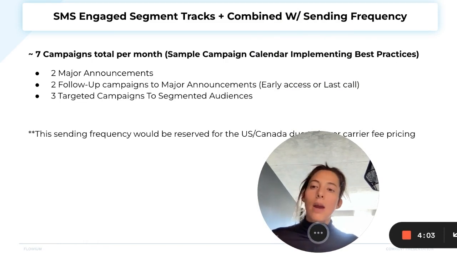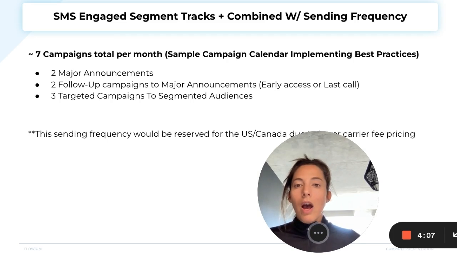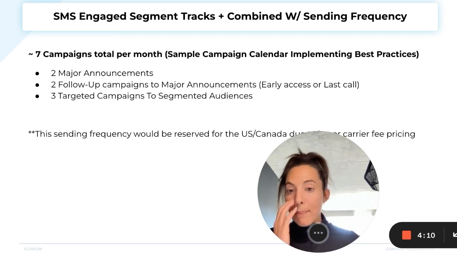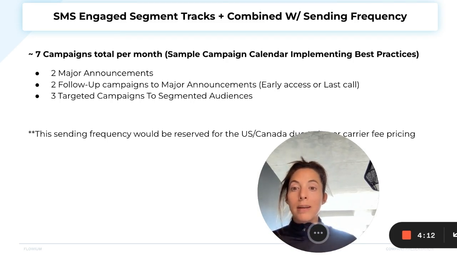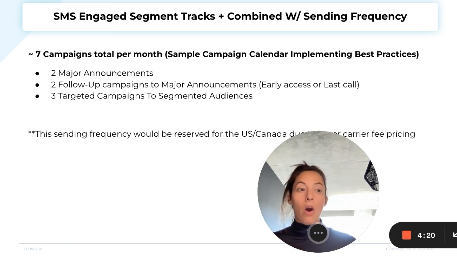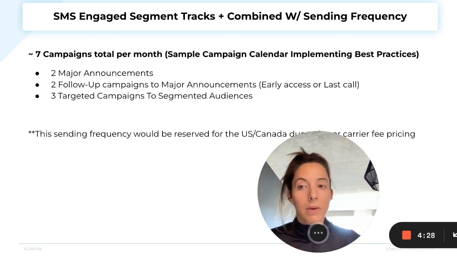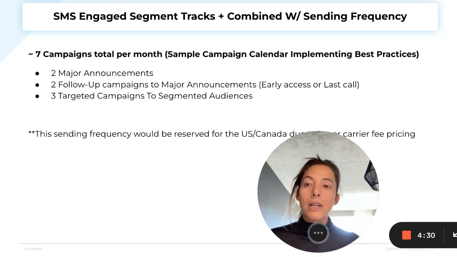You're going to send approximately 7 campaigns total per month. And this is essentially a sample campaign calendar implementing best practices. If you are a company that doesn't have major announcements or new product releases or any offers, then this definitely will not apply to you. But this is in an ultimate world where everything is perfect. So 7 campaigns total per month.